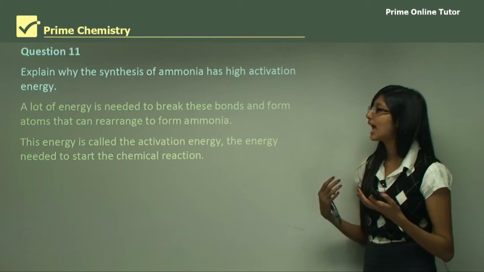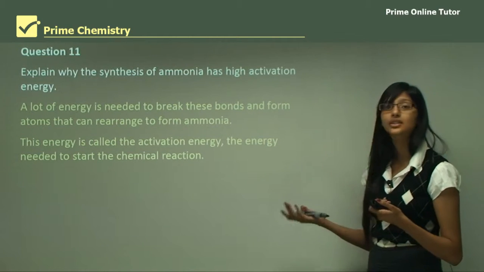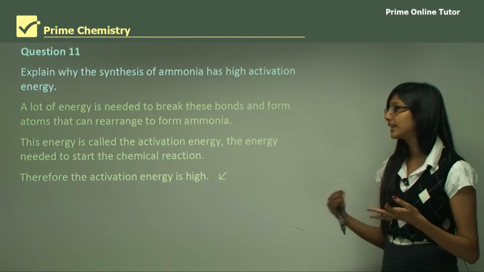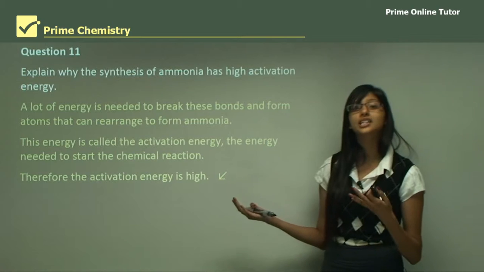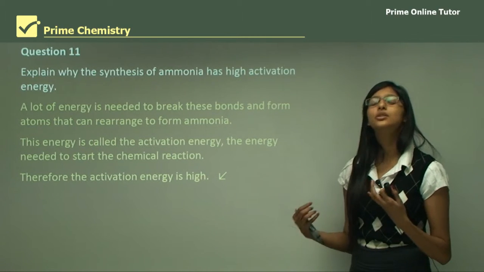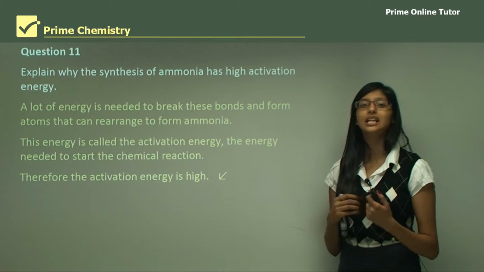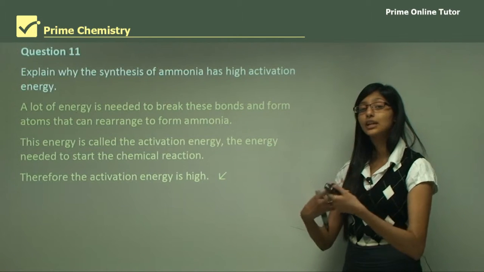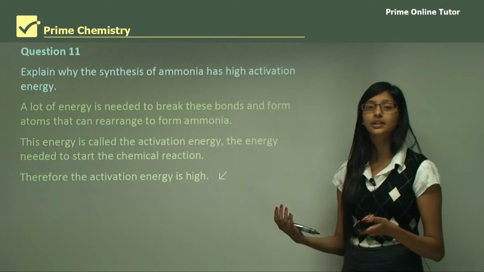And this is called the activation energy, the energy needed to start a chemical reaction. And therefore, the activation energy is high because it needs to break the covalent bonds between nitrogen and hydrogen so that they can combine together to form the product ammonia.